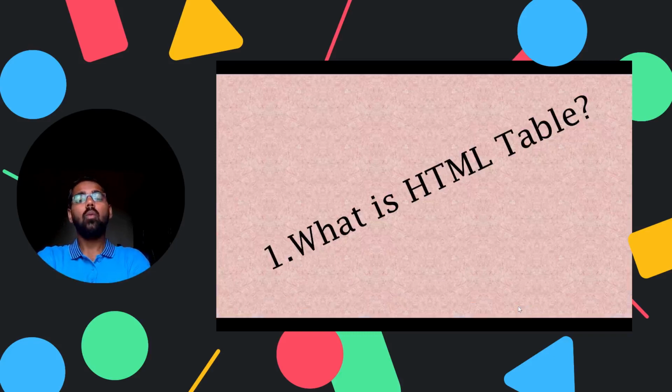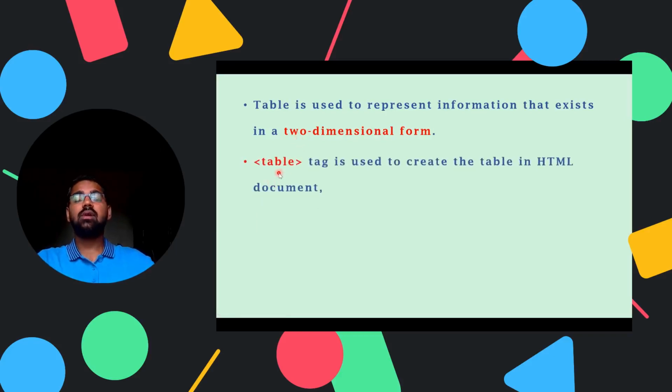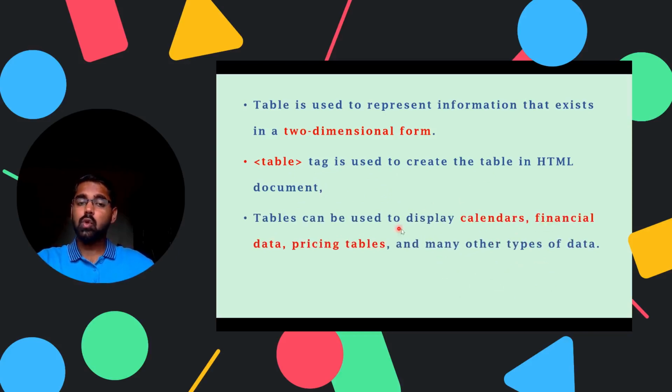Number first, what is an HTML table? A table is used to represent information that exists in a two-dimensional form. Table, under the angular brackets, is a tag which is used to create the table in an HTML document. A table can be used to display calendars, financial data, pricing tables, and many other types of data. One thing you need to keep in mind is that the table is a container tag. So after the table creation, we need to close the table tag, which is very, very important, right?